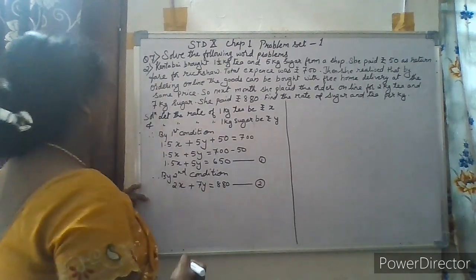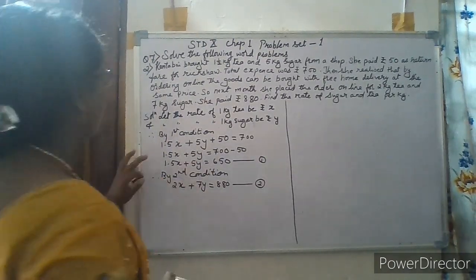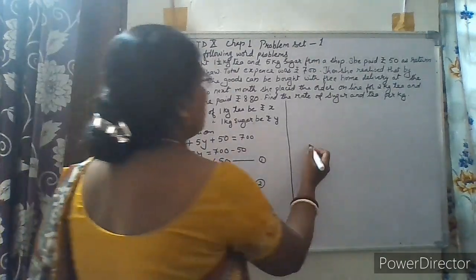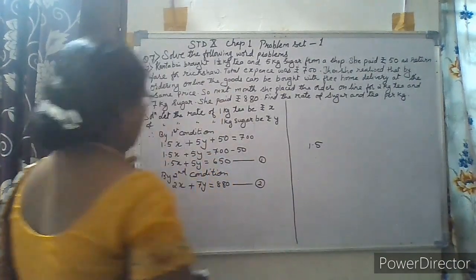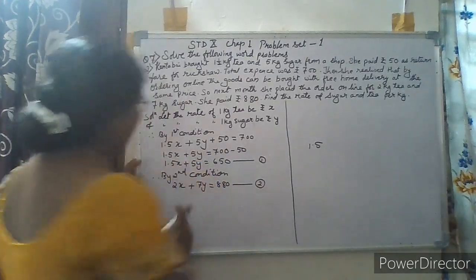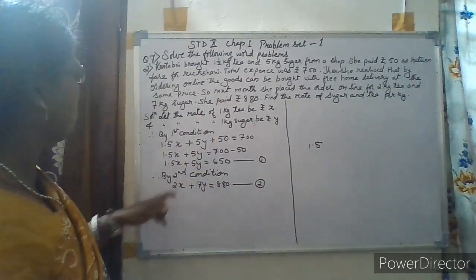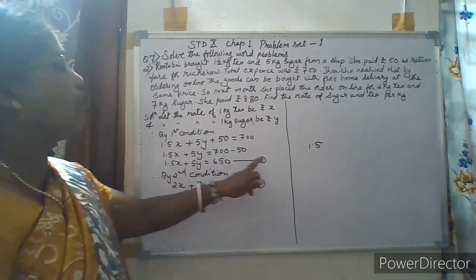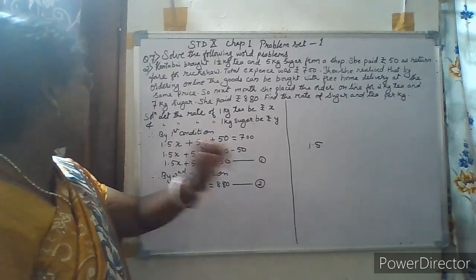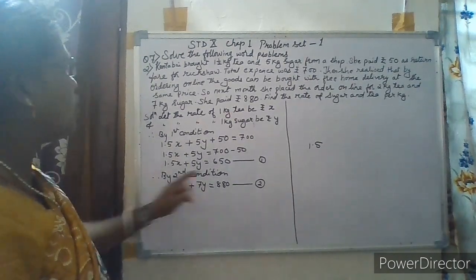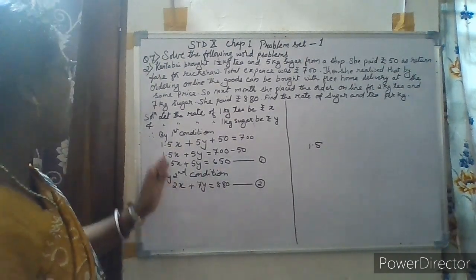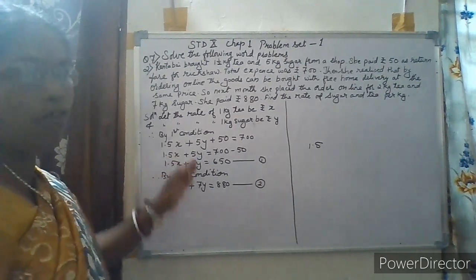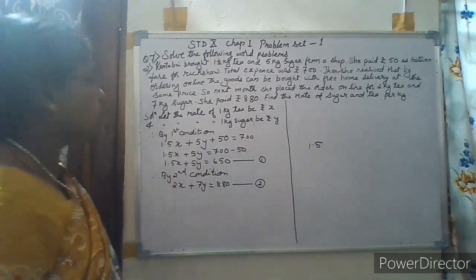Now observe equation 1 and 2. This 1.5, a decimal number, we will get rid of. Neither the coefficient of x is the same nor the coefficient of y is the same. So in this case, we have to multiply equation 1 also and equation 2 also. By what number can we multiply so that either the coefficient of x or the coefficient of y may be the same?